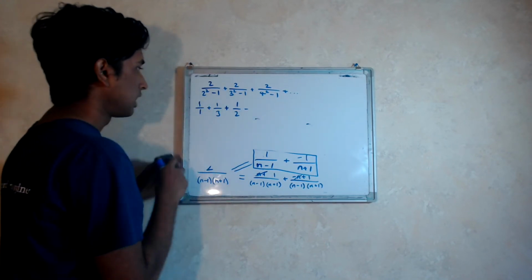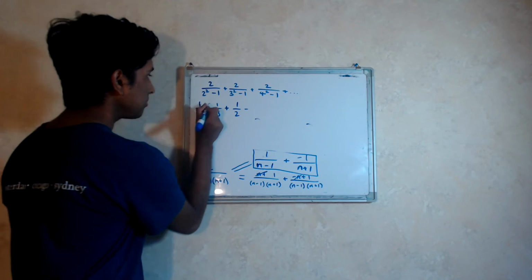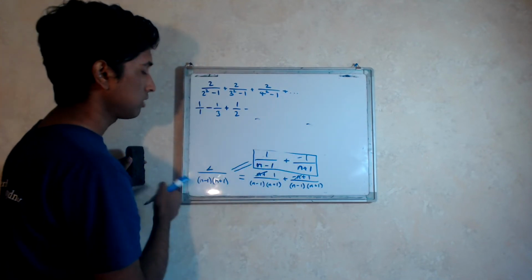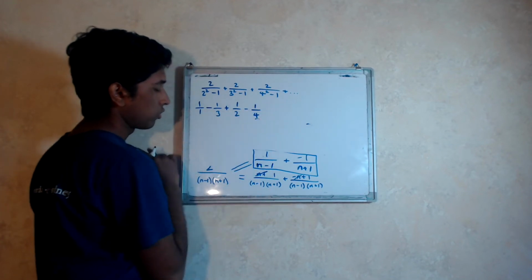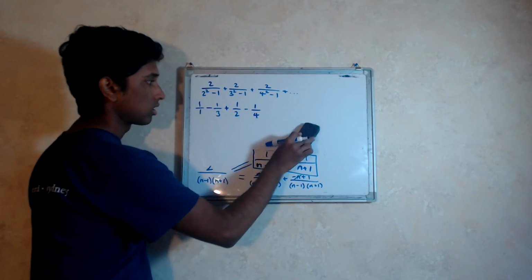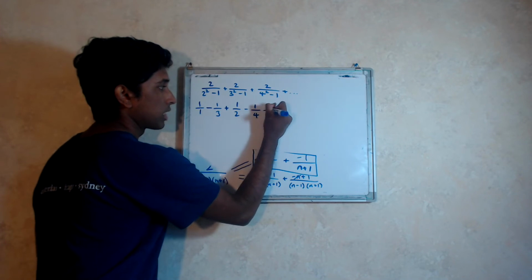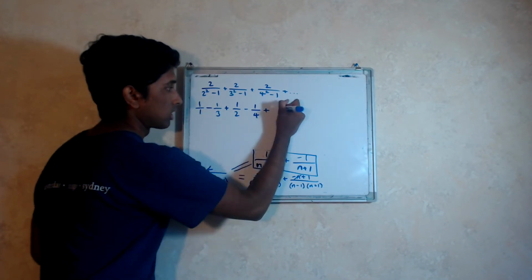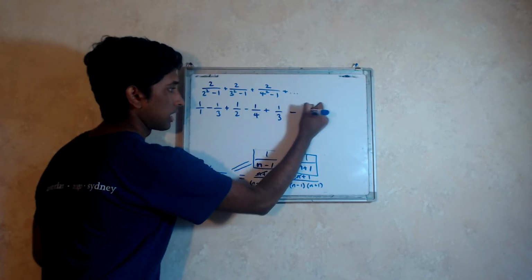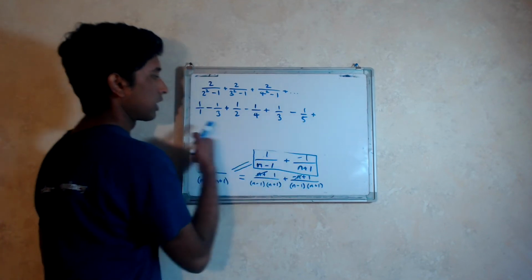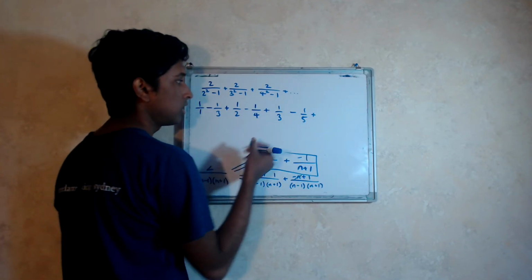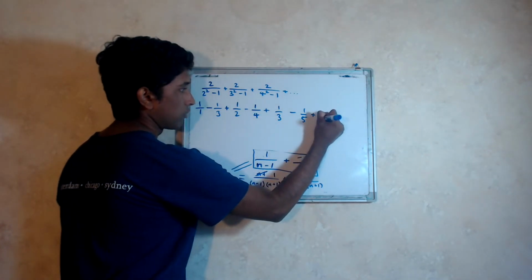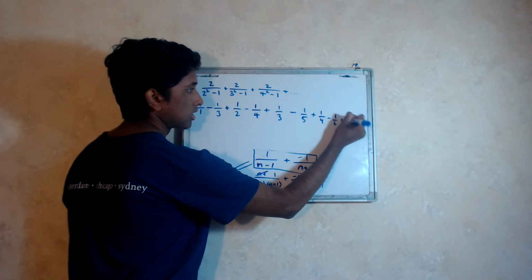Actually, this should be a minus, because the -1 over 3 plus 1, which is 4. And we get 1 over 4 minus 1 over 5. And we can see the pattern, 1 over 1 minus 1 over 3, 1 over 2 minus 1 over 4. Well, next is 1 over 3 minus 1 over 5, so on, so on.